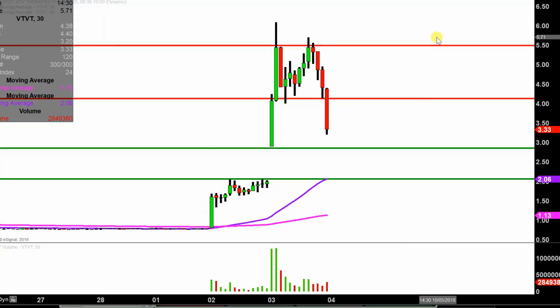All in all, though, quite the volatile chart. I was watching it. I never got any fills on it, but I do plan on watching this one tomorrow, and these are some of the levels I will be watching. So yeah, let's see how this one plays out.